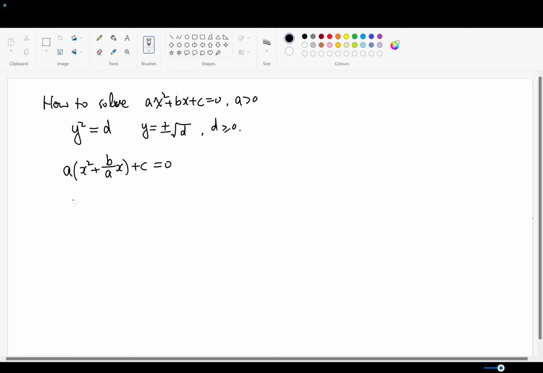So what do we get? We get... so notice here now we got x plus b over 2a squared minus b over 2a squared, and if you expand them and do some canceling, definitely you will get the original form. Okay, and now we multiply a into the brackets.